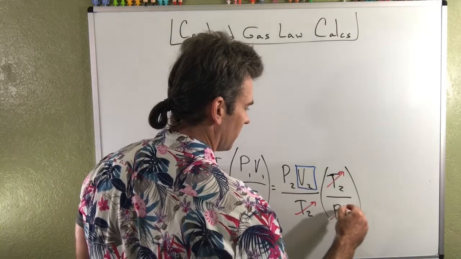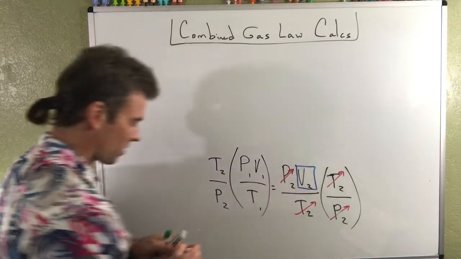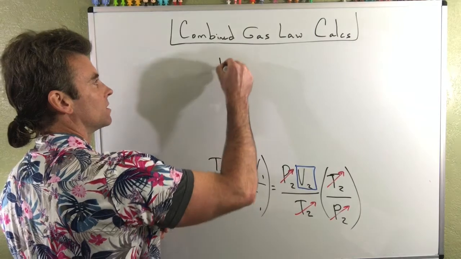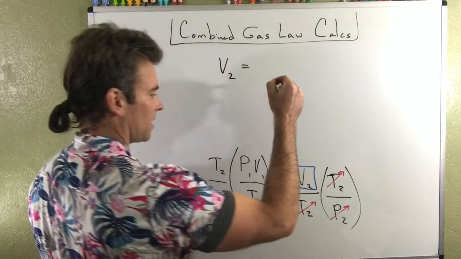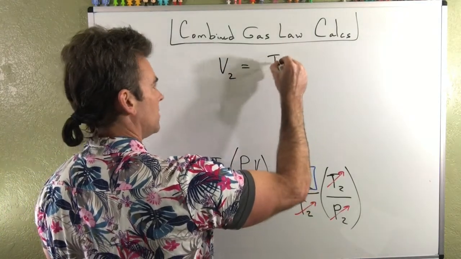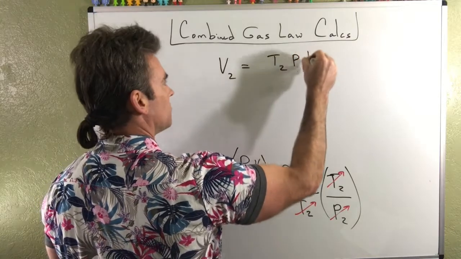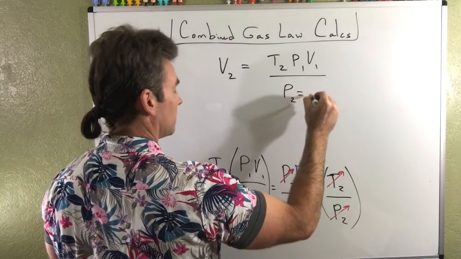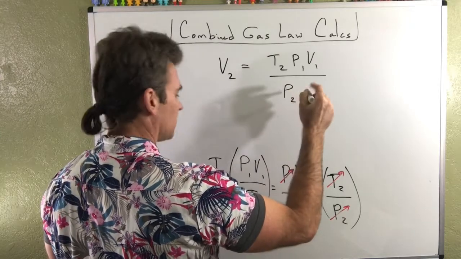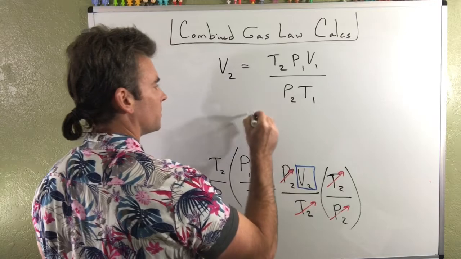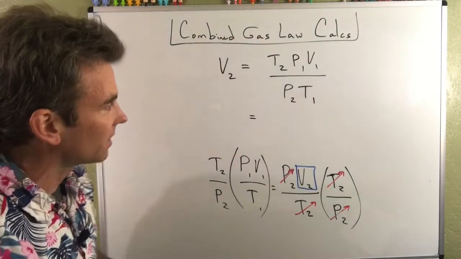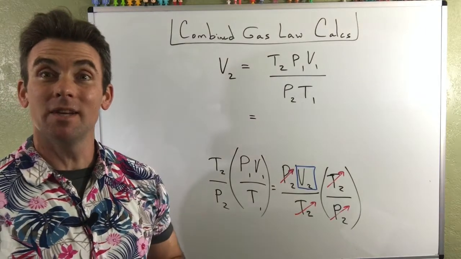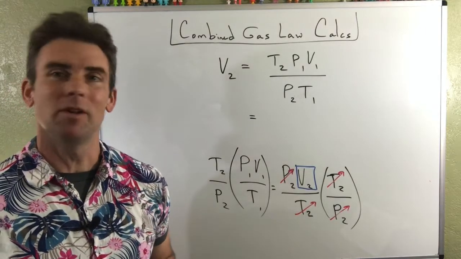T2s will cancel out, P2s cancel out, and what I end up with, if I rewrite it and switch it around, is that V2 is going to be T2 times P1 times V1 all over P2 times T1. So hopefully I wrote everything correctly there. I'll fill in all the numbers. We'll keep track of the units, make sure everything cancels out, and then hopefully we'll have our answer.